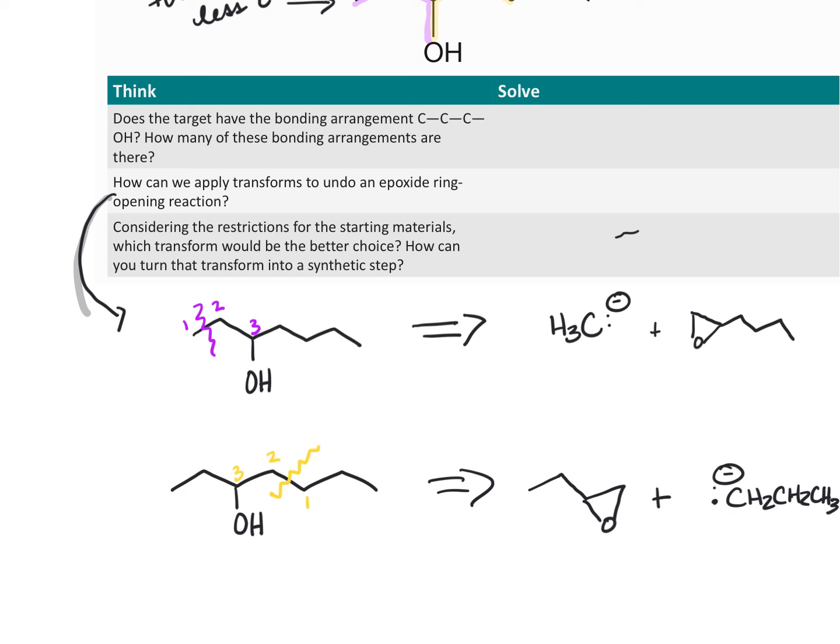Now, this is where we go back and think about the starting material. So we've got some restrictions for the starting material. We need 4 or fewer carbons. Because this guy here has 1, 2, 3, 4, 5, 6, that doesn't really hit our restrictions. So I would ignore the one in purple and go with the one in yellow here.